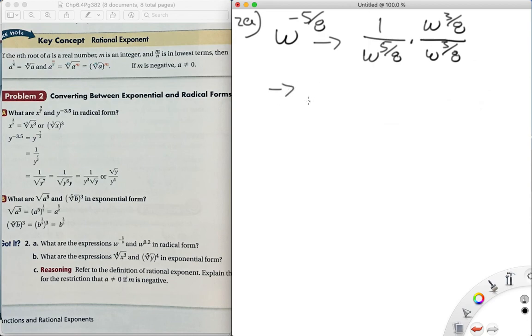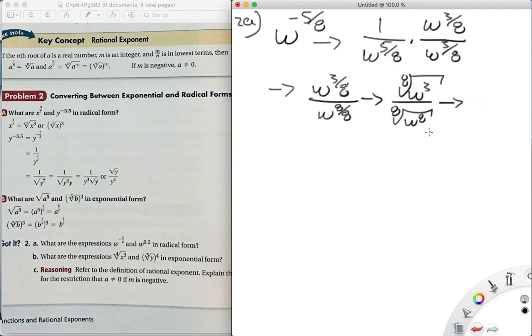So that gives me w to the 3/8 over w to the 8/8, which is the same thing as saying the 8th root of w to the 3rd over the 8th root of w to the 8th, which gives me the 8th root of w to the 3rd power over w. This would be my final answer.